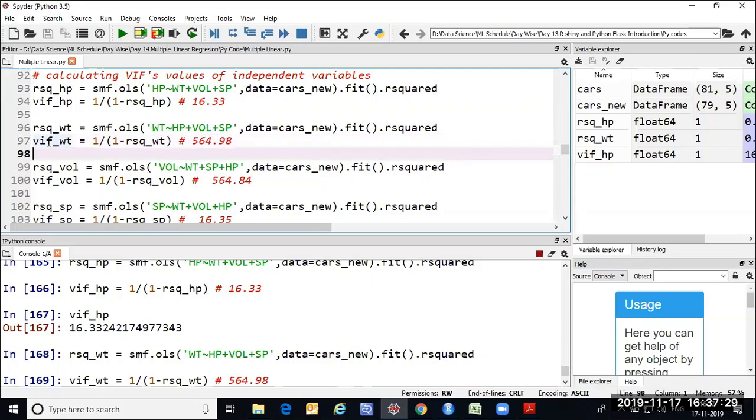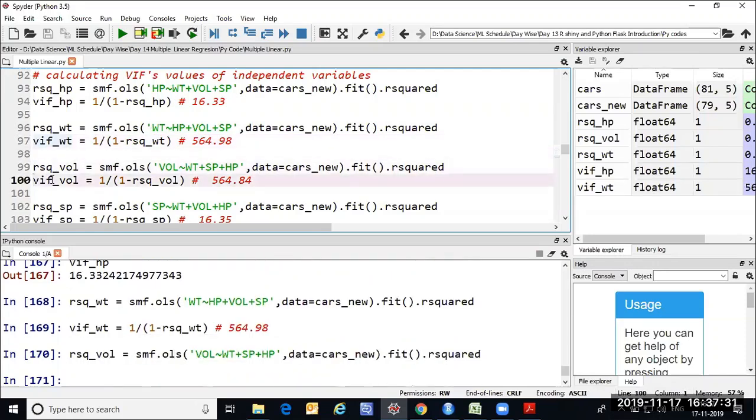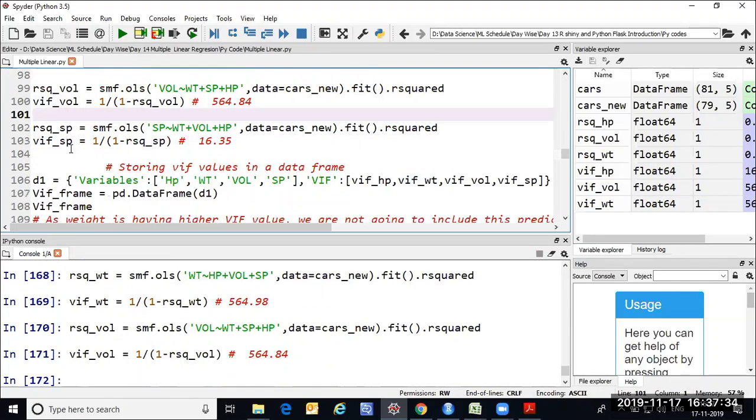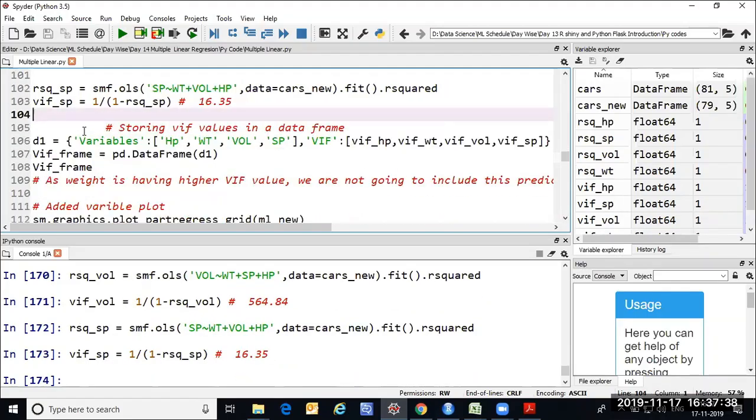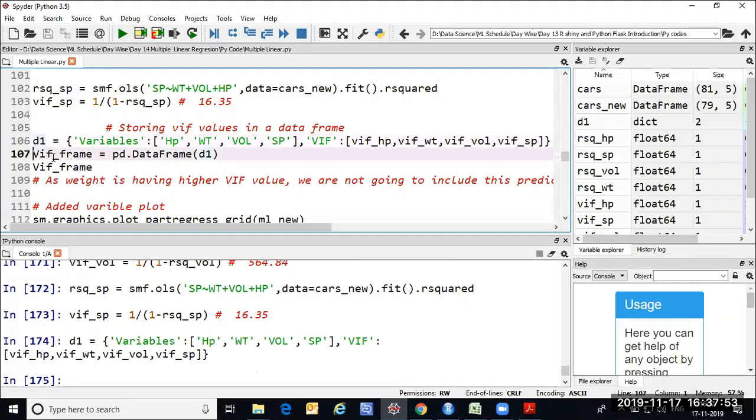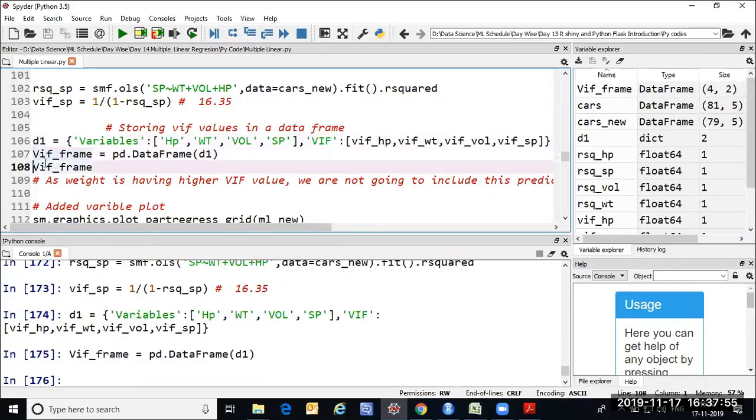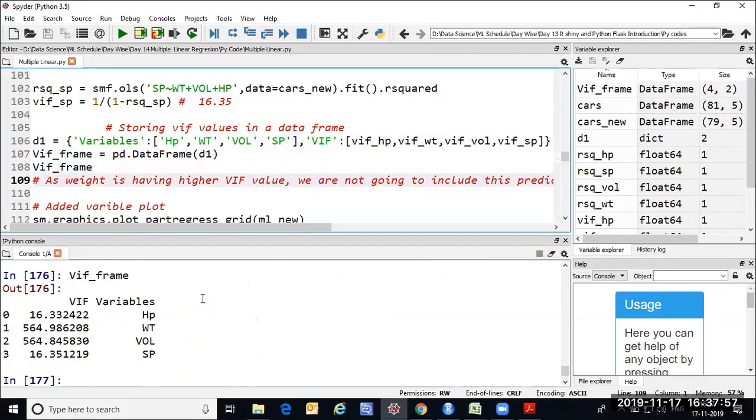This is a VIF for weight, VIF for volume, VIF for SP. So I'm capturing all of them, the VIF values, simply creating two variables and the respective values. Converting this into a data frame. And if you see the frame, now it shows the VIF values for each of the variables in the model that we built.